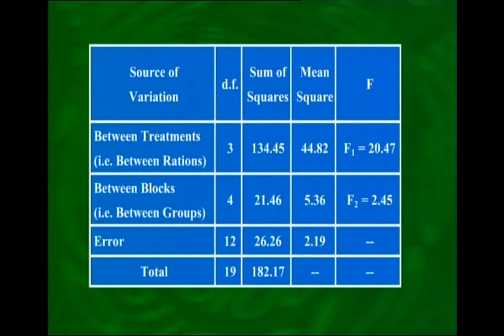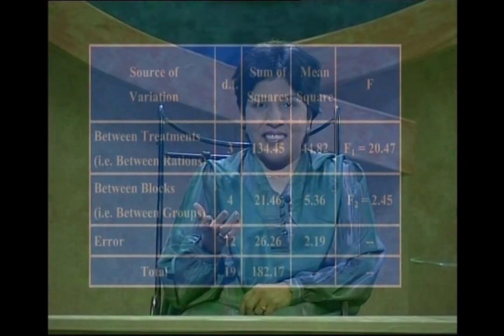Therefore, 134.45 divided by 3 gives us 44.82 as the treatment mean square. 21.46 divided by 4 gives us 5.36 as the block mean square, and 26.26 divided by 12 gives us 2.19 as the error mean square. Students, ये सारी कैलकुलेशनें हम किस मकसद के लिए कर रहे थे? Of course, in order to obtain our test statistic.